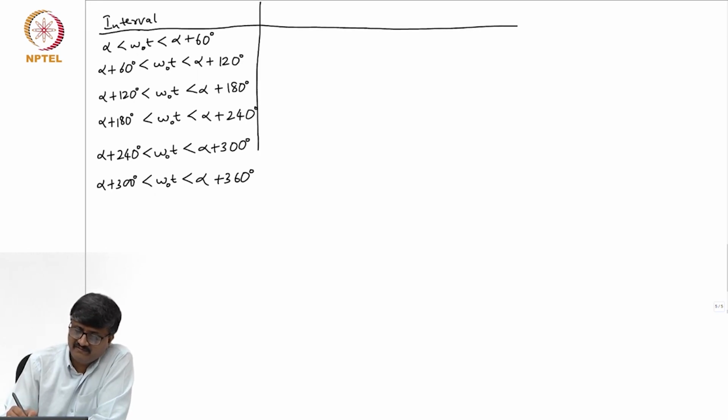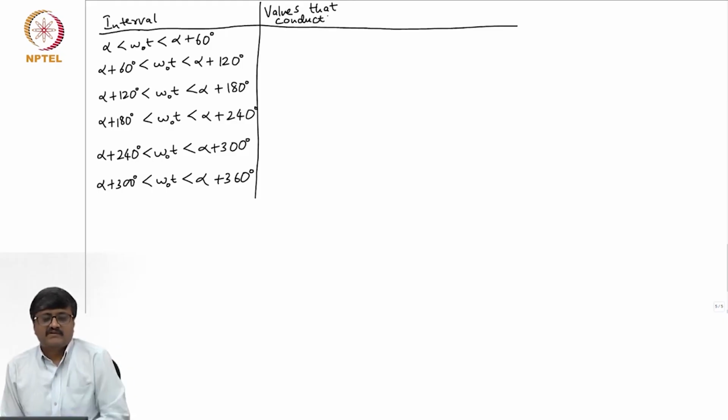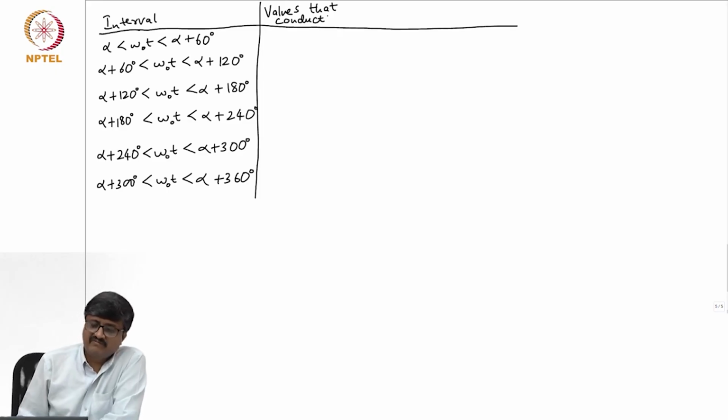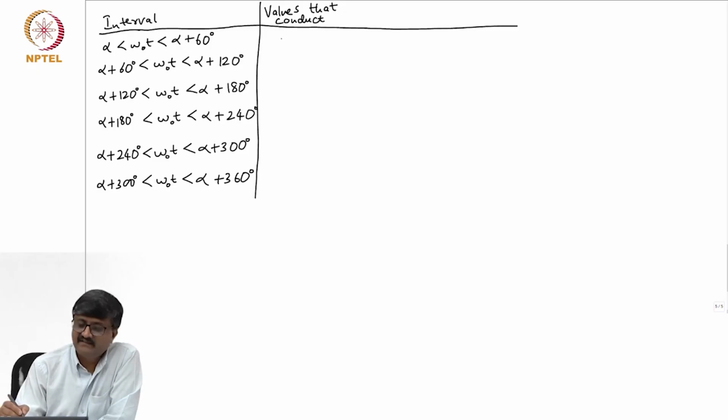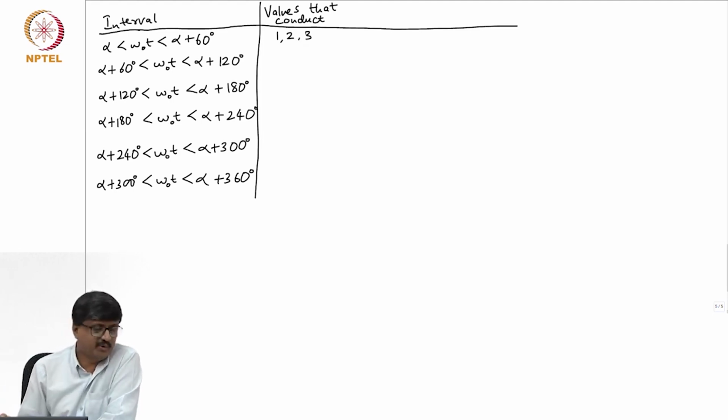So let me see what are the valves that conduct in each of these intervals. In the first interval, that is from alpha to alpha plus 60 degrees, valve 3 is turned on at alpha. 1 and 2 are already conducting, they continue to conduct. So valves that conduct in the first interval are 1, 2 and 3.